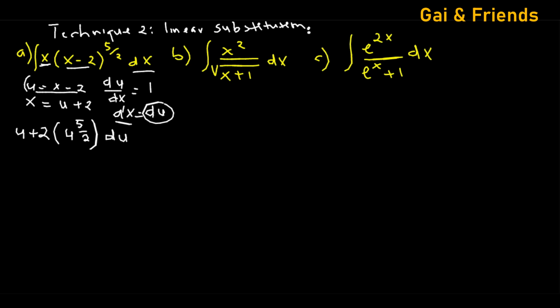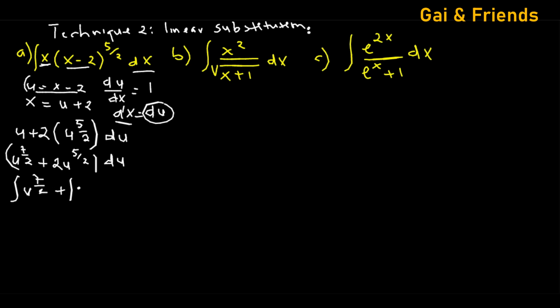Alright, so you have to open your brackets now. When you open your brackets, u times u raised to power 5 over 2 will be u raised to power 7 over 2. 2 times u raised to power 5 over 2 will be simply 2u raised to power 5 over 2, du.